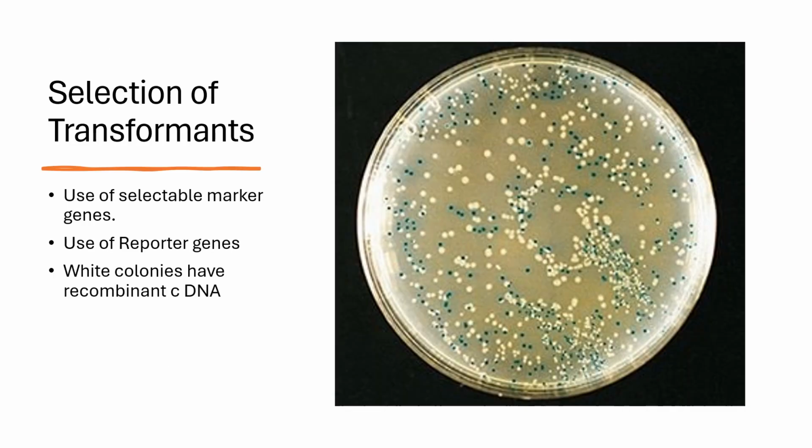The transformants can be selected by different procedures, either by the use of selectable marker genes like antibiotic resistance genes or reporter genes. In this diagram, this is the selection procedure by using selectable marker genes, and there are blue and white colonies. The white colonies represent the transformed bacteria that contain the cDNA.